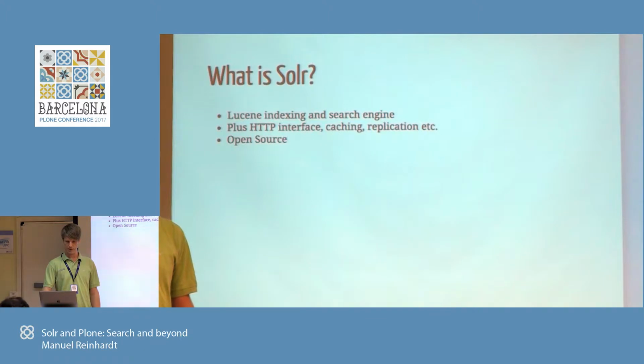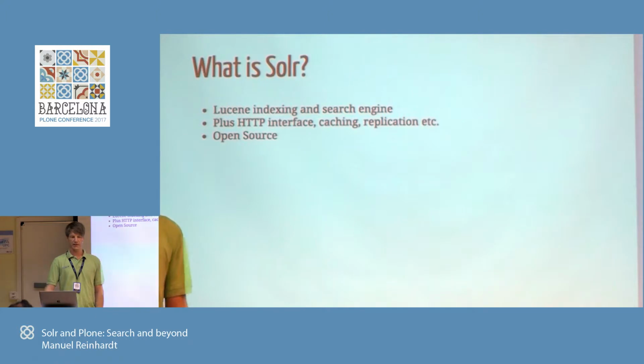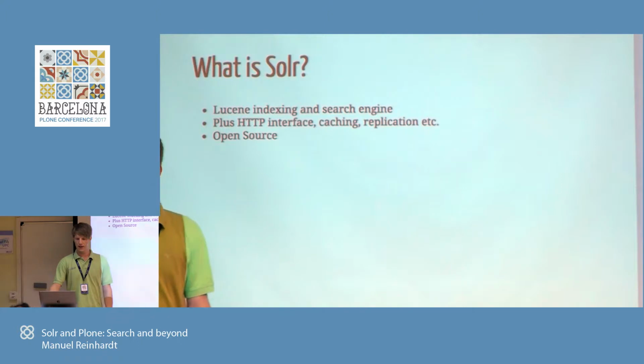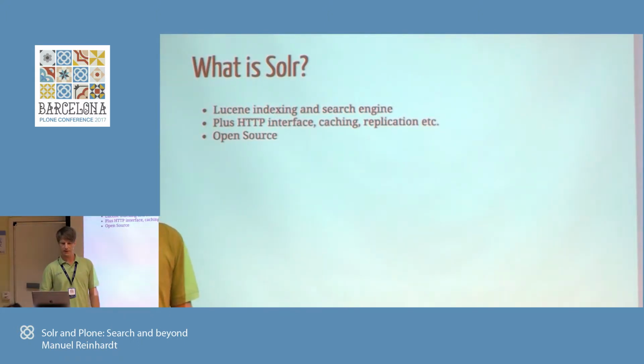I'm assuming that at least some of you have heard of Solr. I'll briefly say what it actually is. It's based on the Lucene indexing and search engine, which is written in Java. Solr adds to that an HTTP interface. You can get XML and JSON over HTTP. It also adds some features like caching and replication. It has a nice web admin interface. And it basically makes a high-performance search server out of that Lucene engine.